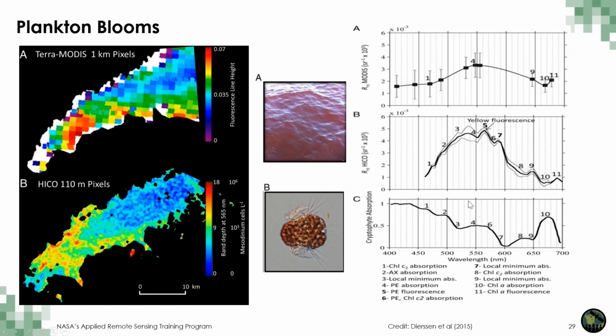The bottom graph shows the pigment absorption features. Here's a yellow fluorescence peak. The bottom graph shows the pigment absorption features of these organism pigments and includes chlorophylls and other pigments like alloxanthin and phycoerythrin. Here for reference is the Alloxanthin and PE on the graph in the legend, respectively. And this is data from Heidi Dierssen et al. from 2015.